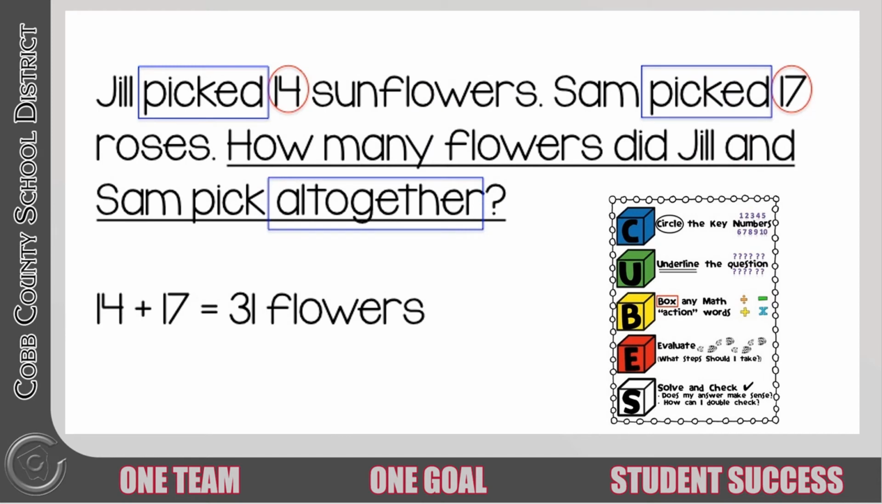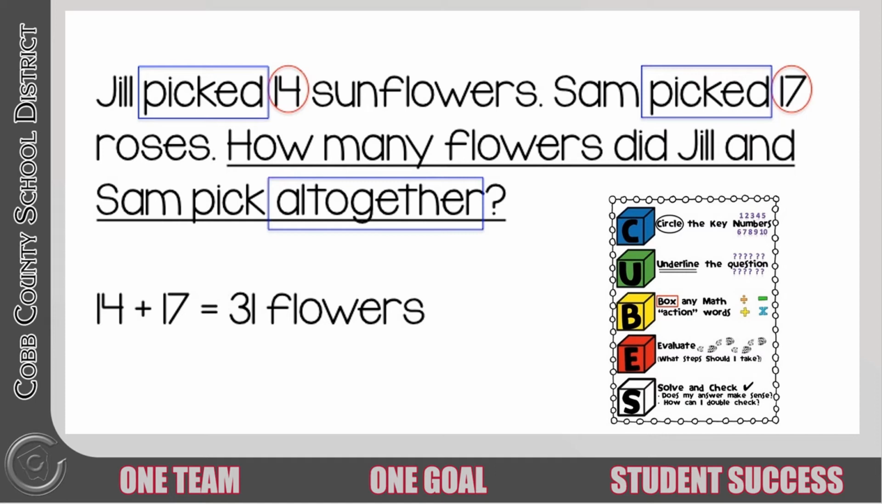Here is an example of cube strategy used on a word problem. Jill picked 14 sunflowers. Sam picked 17 roses. How many flowers did Jill and Sam pick together? So the first thing the student did was circle the key numbers. So the key numbers circled are 14 and 17. Underline the question, U. How many flowers did Jill and Sam pick all together?